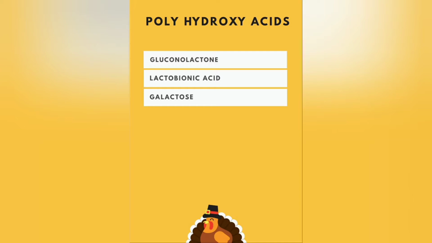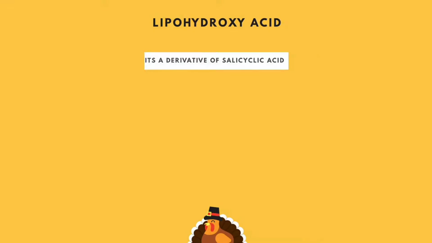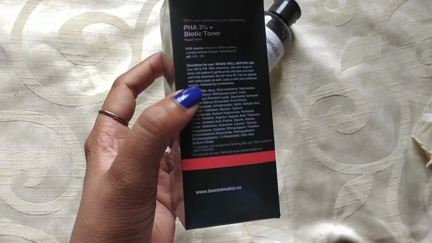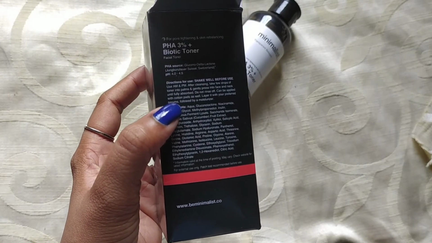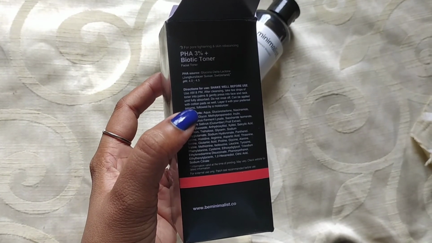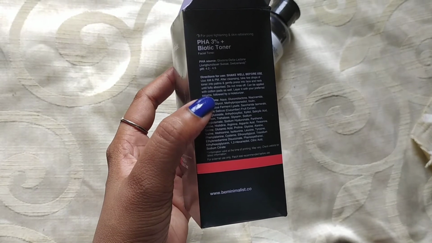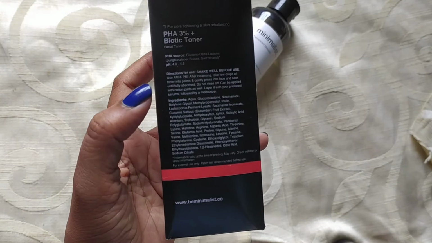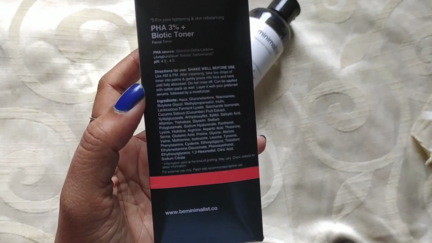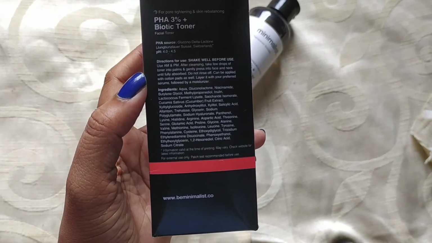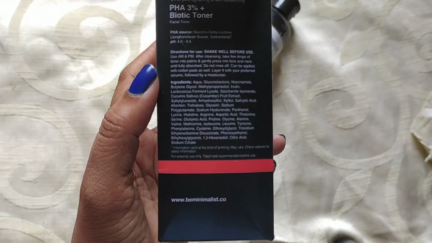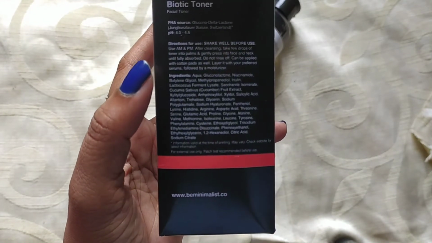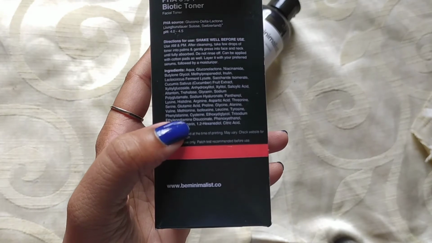PHAs have a much larger molecular structure, so they are slow in penetrating the skin cells, and they don't penetrate as deeply as AHAs or BHAs do. That's why they don't irritate the skin, and they provide a very gentle exfoliation, not too much. AHA and BHA make the skin more prone to sunburn if it's not properly protected, but PHA is much gentler, so it's good to use on an everyday basis.